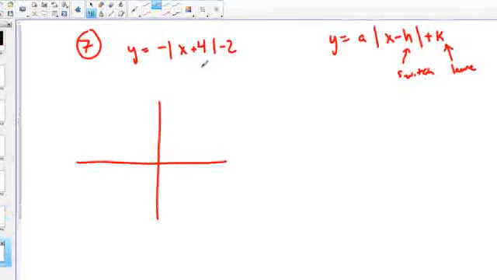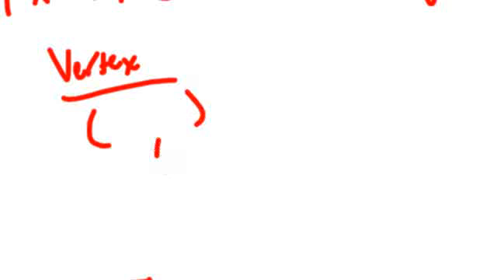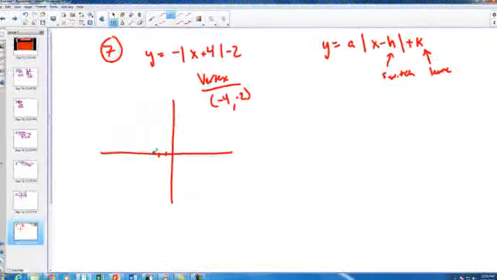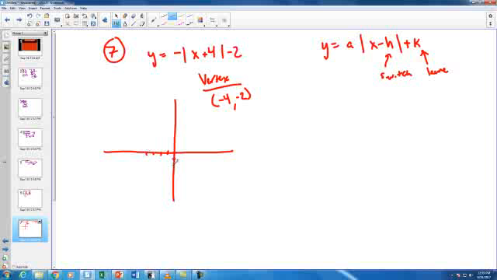And so in this problem, we're going to say that the vertex exists at the opposite of what's grouped with x. Well, this is a plus 4, so I'm going to use minus 4. And this is a minus 2, and it says to leave it the way it is. I'm going to take minus 2. That means I go over 1, 2, 3, 4, down 1, 2, put a dot.